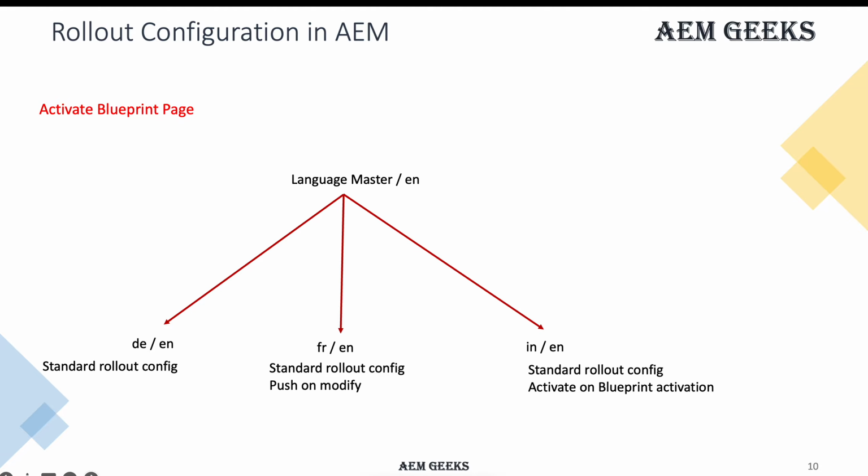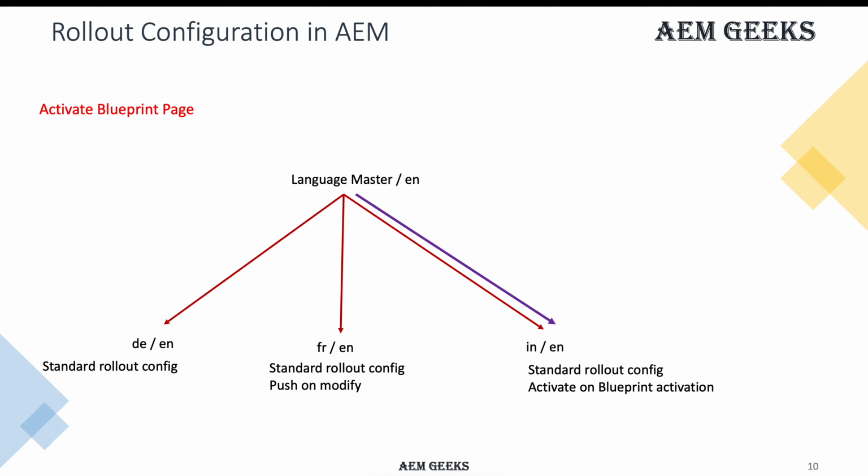Now assume I created a page and I hit rollout. After rollout, that page will be available in all the live copies, right? But now I activate that page, which means I publish this page in language master, the Blueprint. As soon as I publish that page, the page is still in all three live copies, right? But as soon as you publish this page in Blueprint, this arrow is actually wrong.